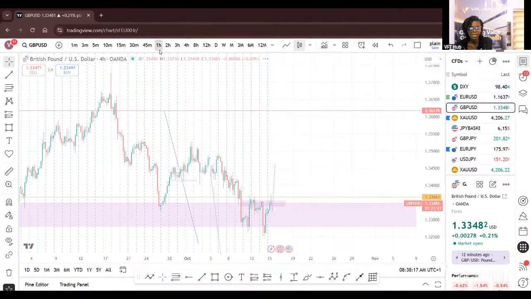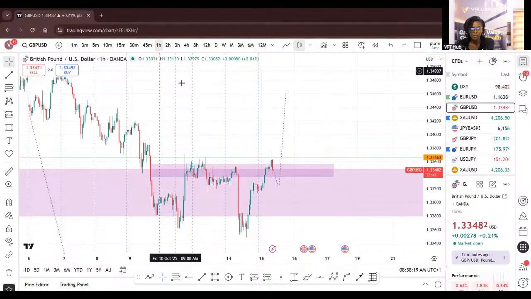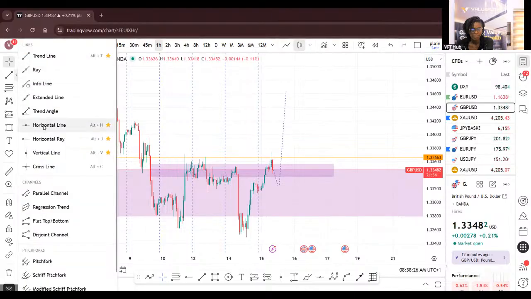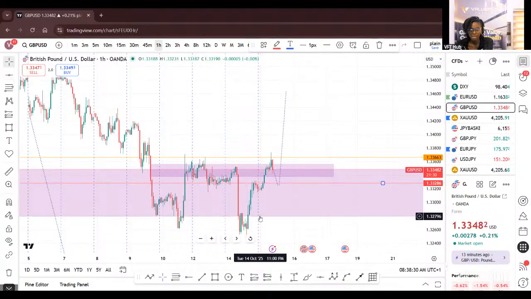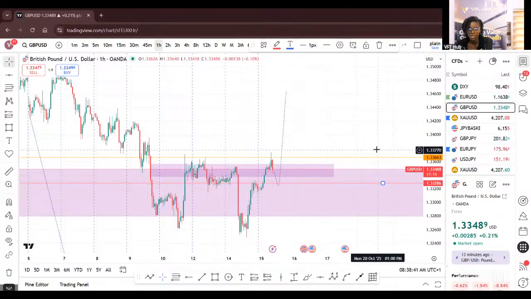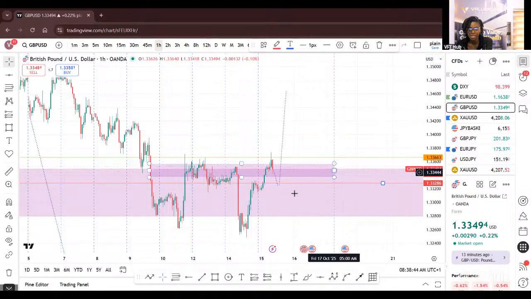And down to the 1 hour time frame. On the 1 hour time frame, let's see what price does. There's the shoulder right here, there's a shoulder right here at 1.33282. There's a sweep right here, and then there's a break. So we want to see price returning right back into 1.33286. And once price does that, I'm willing to buy GBP/USD on a 15 minute time frame.